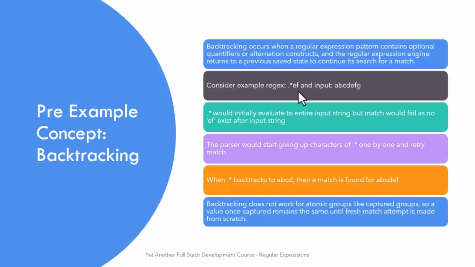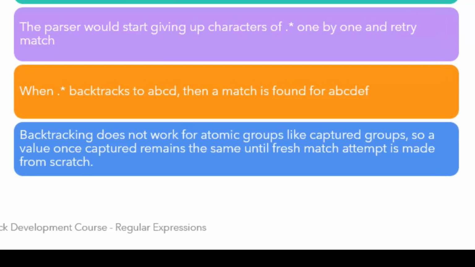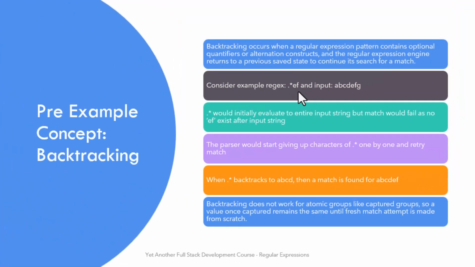Alright, now I must introduce an exception to the norm of backtracking. Backtracking does not work with atomic groups, which include captured groups. If a parser starts evaluating a regular expression and is done evaluating an atomic, or say captured, group, then the value is final and will not give up a portion of its captured value. Or should I say, it won't backtrack even if the regular expression fails. If you're using back references like \1, \2 to refer to these values, then the values remain fixed and do not take part in backtracking.